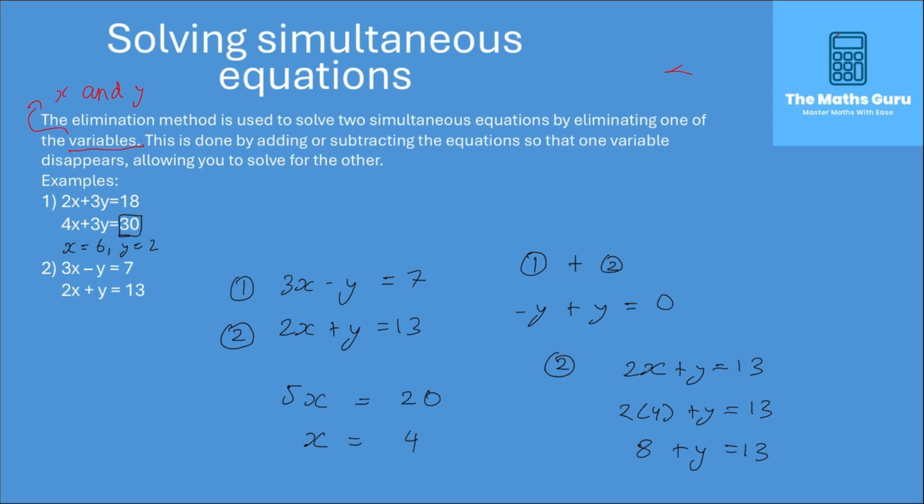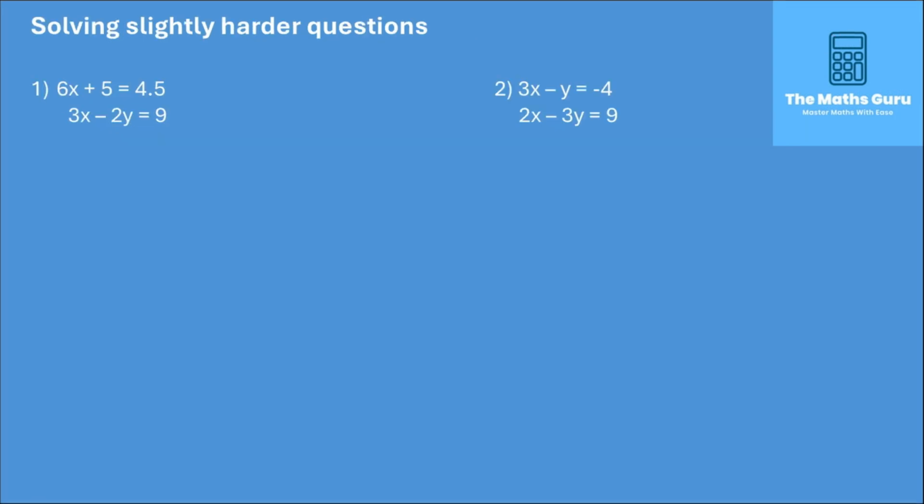Then we minus 8 from both sides to get y alone, and we get y is equal to 5. So x is equal to 4 and y is equal to 5. Now, again, we can double check our answer by saying 3 times our x is 12, minus our y gives us our 7, which is exactly what we see in equation number 1. Okay, moving on to some harder questions.